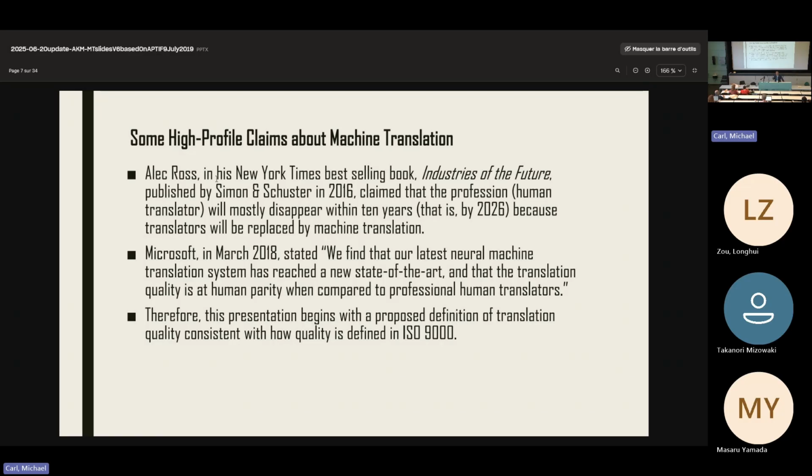Scaling large language models. But in the last 6 months, I've seen a lot of articles with some pushback, saying that they've reached the limit. And just putting in more data is not necessarily going to make them better, but we'll see. Then 2 years later, the famous Microsoft statement: we find that our latest neural machine translation system has reached a new state of the art, and that the translation quality is at human parity when compared to professional human translators.